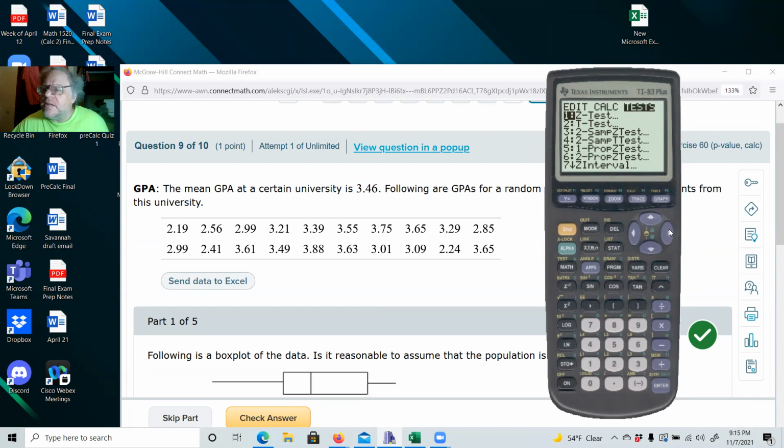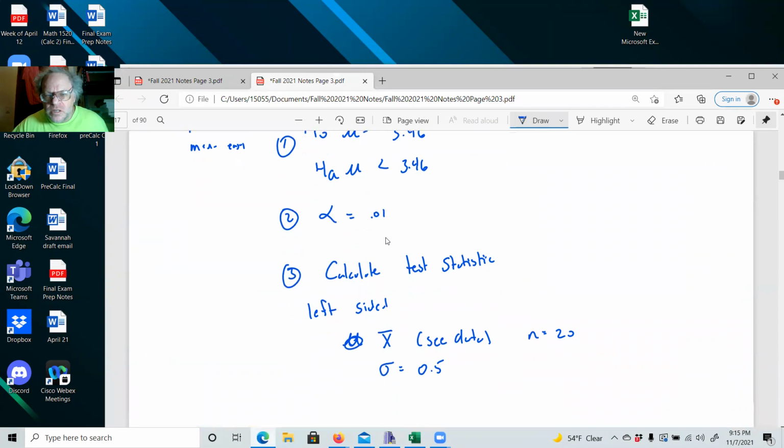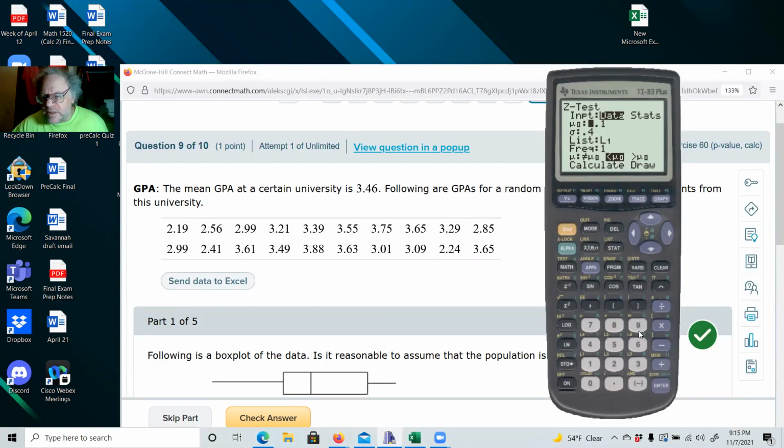Stat, test, z-test. Okay, here we're going to change. Go to data. What's our mu, right? What is our standard that we're trying to deal with here? 3.46. Okay, here it is. Our standard deviation was 0.5. Our list is L1, beautiful. We're not going to worry about frequencies.